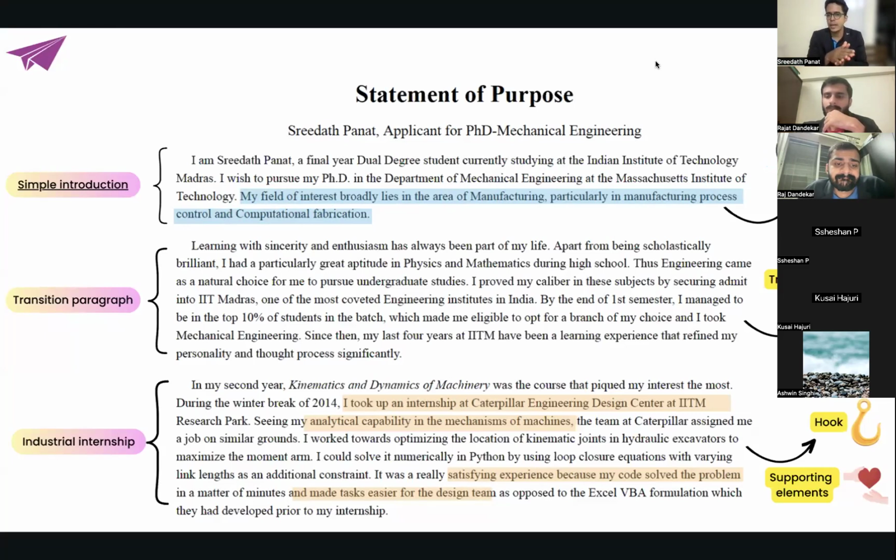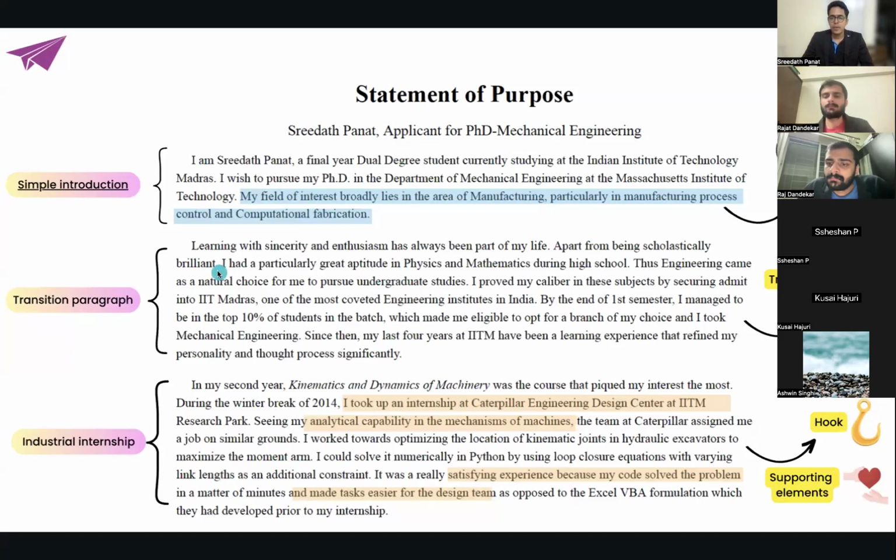So my thread is clearly in manufacturing, and particularly in a couple of fields. The reason why I mentioned these fields is not just because I was interested in this. I was vaguely interested, but I did not know too much about either of these: manufacturing, process control, or fabrication. But the professors that I mentioned in the second last paragraph of my SOP had research heavily focused on these two areas. So that was another reason why I mentioned this particular interest.